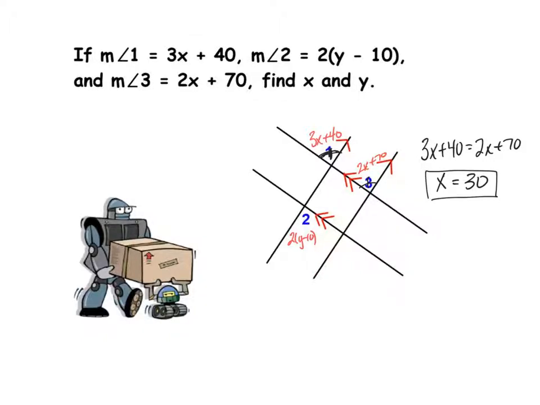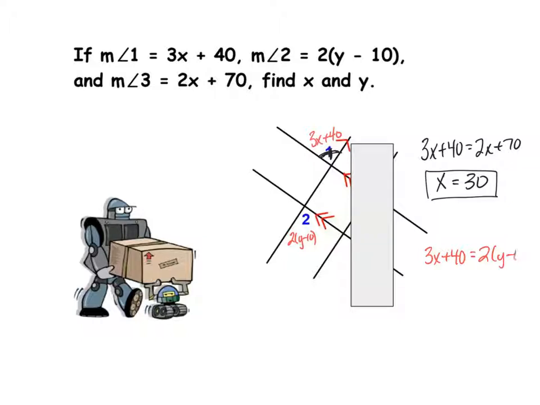So this time, I'm going to ignore this part over here, so I'm just going to look at angles 1 and 2. Now think about 1 and 2. What is their relationship? We have the parallel lines. They're outside of the parallel lines, on alternate sides, so those are alternate exterior angles, and we know those are congruent. Because they're congruent, I can set them equal to each other. So I have 3x plus 40 has to be equal to 2 times the quantity of y minus 10.